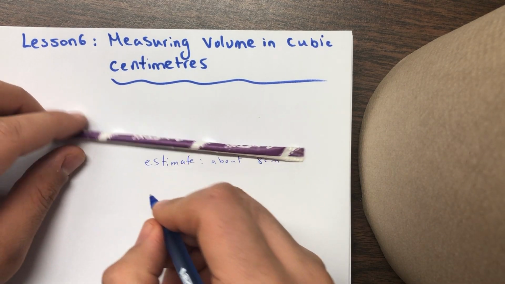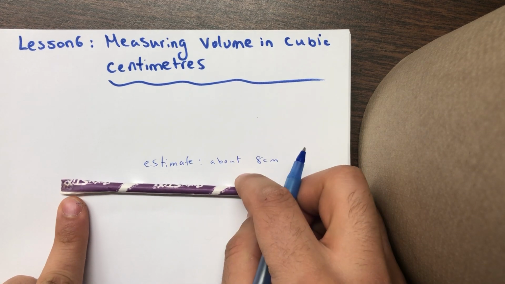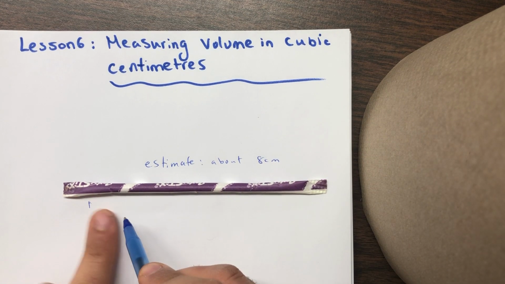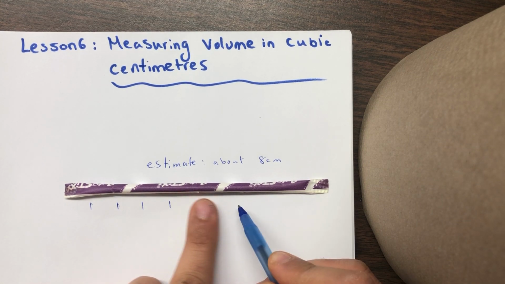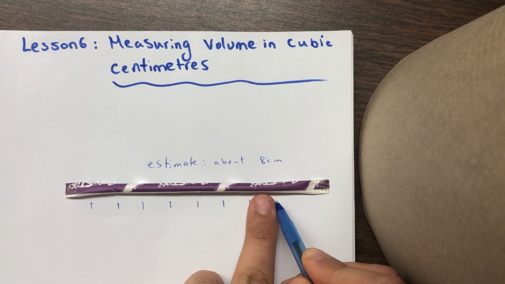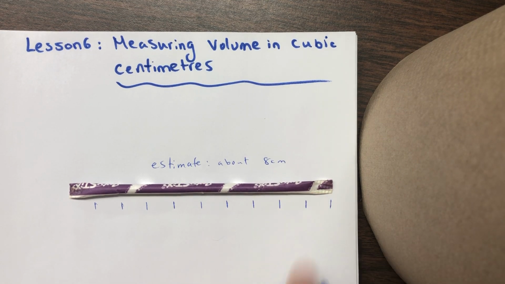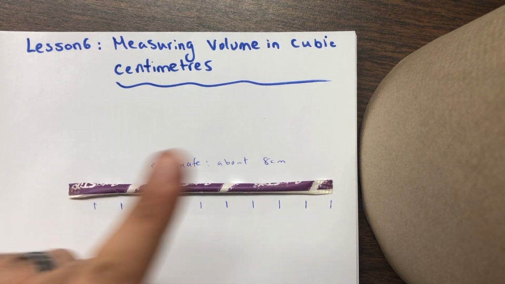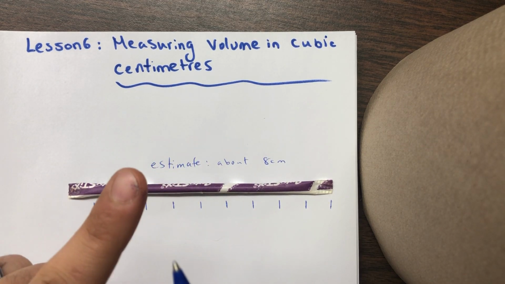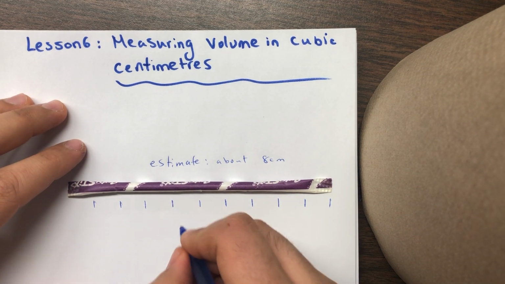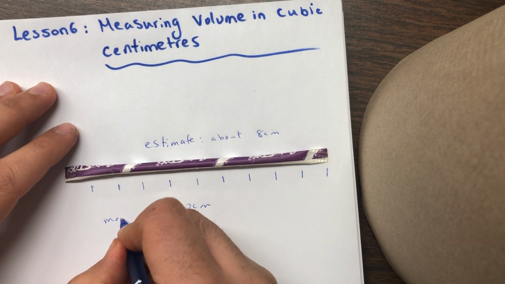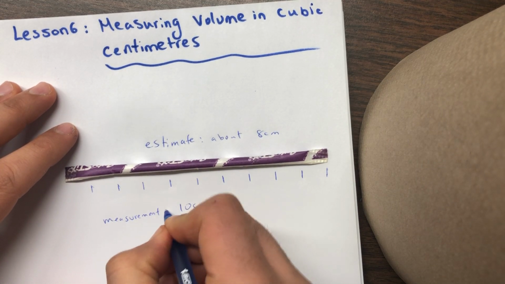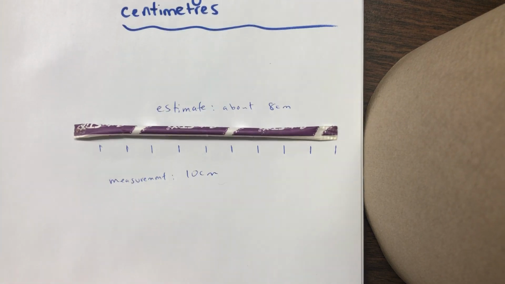So for the actual measurement, I'm going to place that pixie stick and place my finger right there, and add a dash right there. So that's 1, 2, 3, 4, 5, 6, 7, 8, 9, 10. So it is about 10 centimeters long. When I actually use the non-standard unit, which is my fingernail, it is about 10 centimeters in length. Okay, so this is my measurement, about 10 centimeters in length.